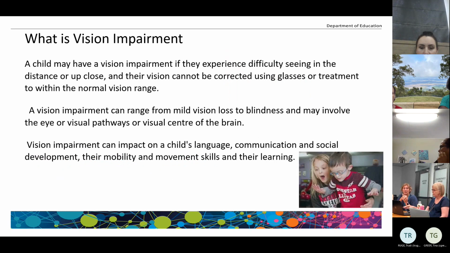What is vision impairment? A child may have a vision impairment if they experience difficulty seeing in the distance or close up, and their vision cannot be corrected using glasses or treatment to within the normal vision range. A vision impairment can range from mild vision loss to blindness and may involve the eye, the visual pathways or the visual centre of the brain. Vision impairment can impact on a child's language, communication and social development, their mobility and movement skills and their learning.